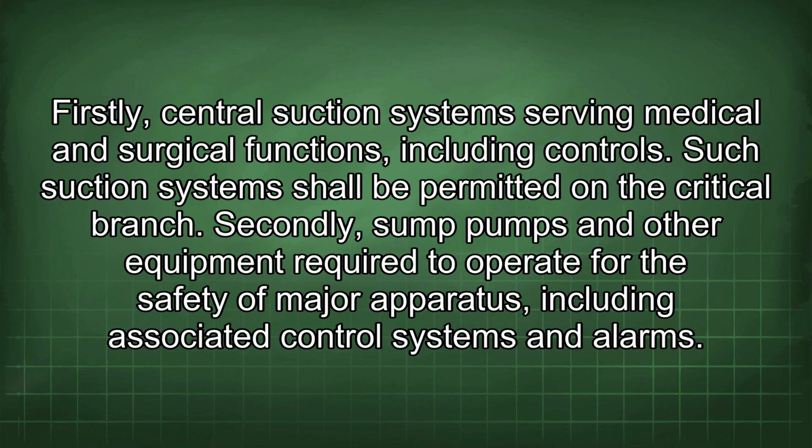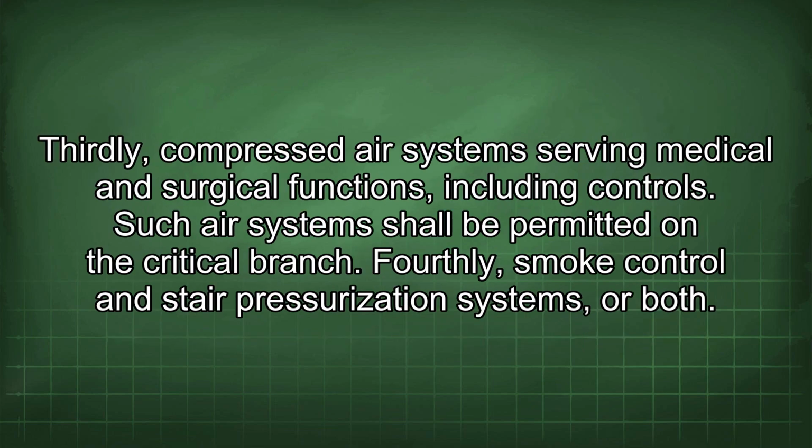Firstly, central suction systems serving medical and surgical functions including controls. Such suction systems shall be permitted on the critical branch. Secondly, sump pumps and other equipment required to operate for the safety of major apparatus, including associated control systems and alarms. Thirdly, compressed air systems serving medical and surgical functions, including controls. Such air systems shall be permitted on the critical branch. Fourthly, smoke control and stair pressurization systems, or both.